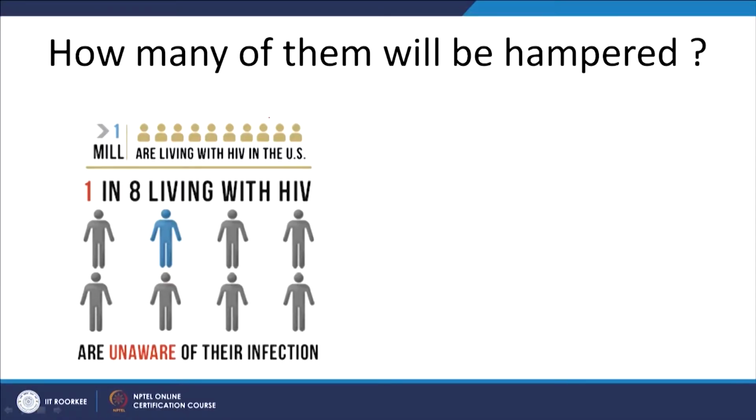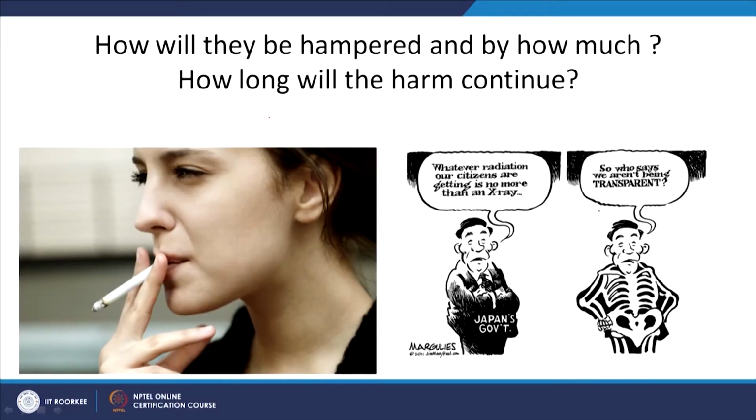Here is a very interesting data point. Of course, it's not related to disaster, but it's saying that 1 in 8 living with HIV in the US don't know that they are infected. Can you believe it? So 1 in 8 living with HIV don't know that they are infected. So how many people will be affected, and to what extent, is a critical, important message risk communication should provide.